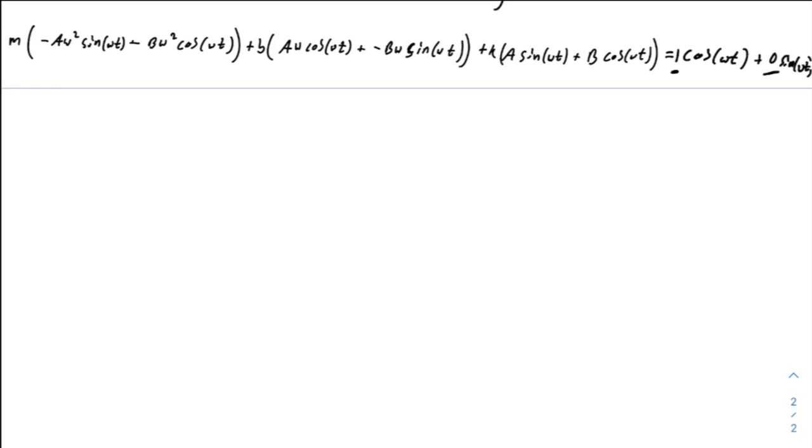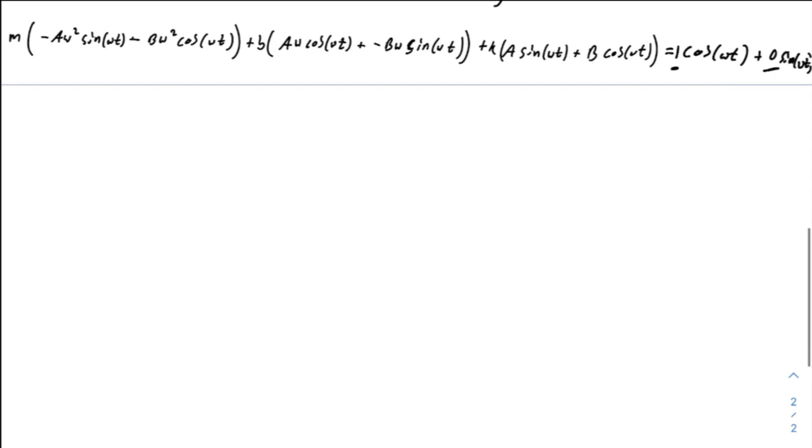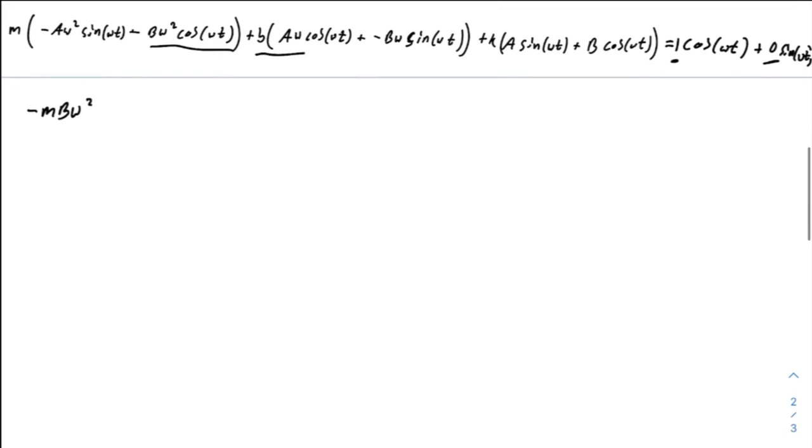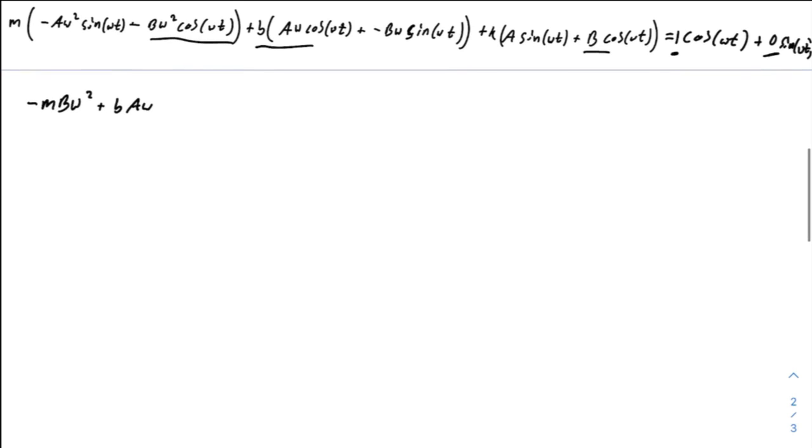Okay, so let's match all of our cosines. So what am I going to have for cosine coefficients? I'm going to have one from right here, which is going to be negative m b omega squared. And then I'm going to have one right here, which is going to be plus b a omega. And then I'm also going to have a third one right here, which is going to be plus k b. So we know that this is going to have to equal 1.